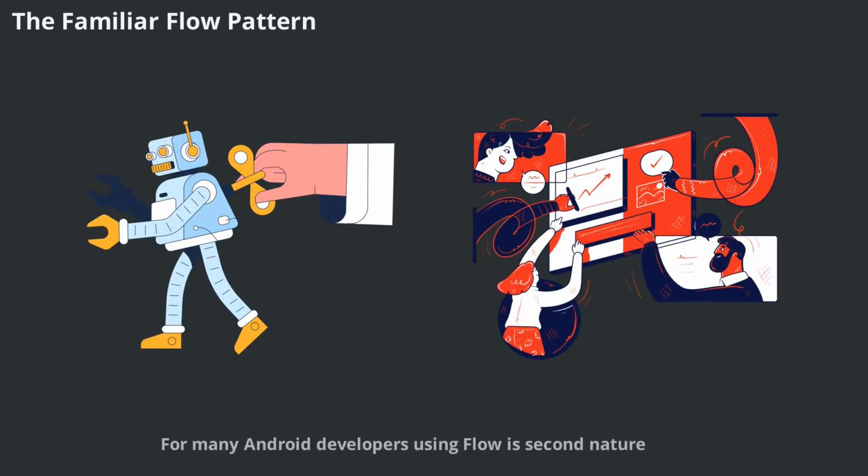For many Android developers, using Flow is second nature. You might return a StateFlow or SharedFlow from your ViewModel and collect it in your UI layer. Libraries like Room and Retrofit make it even easier by exposing Flow directly. This setup keeps things simple and predictable, letting you focus on building features rather than managing data streams.